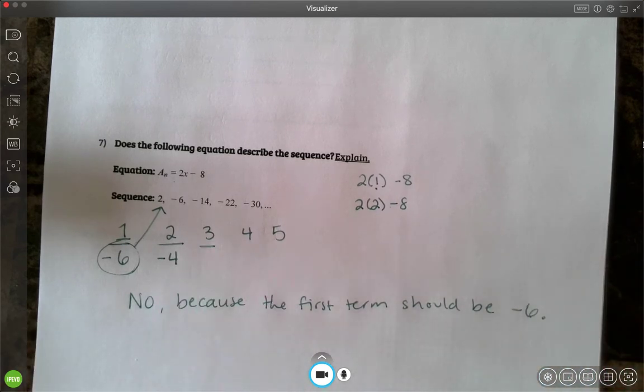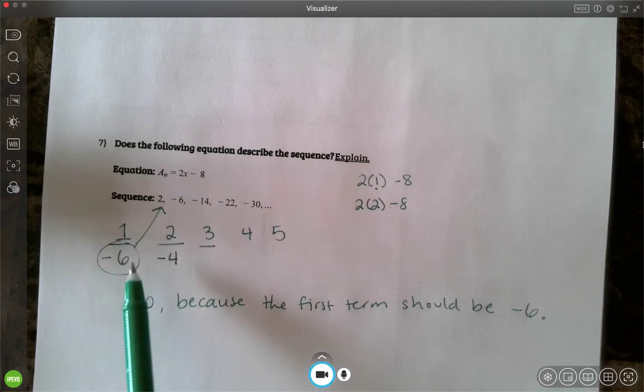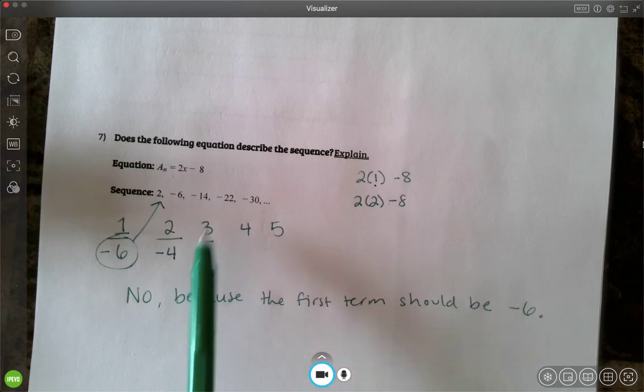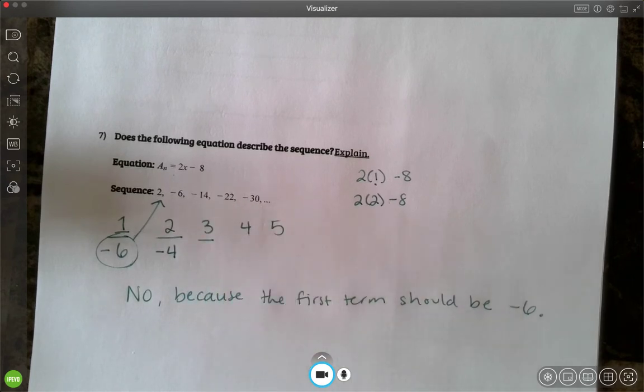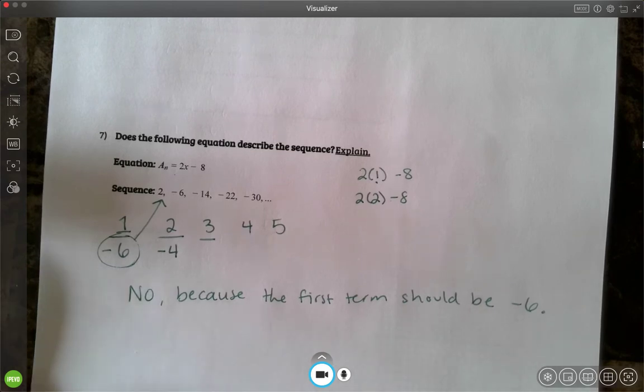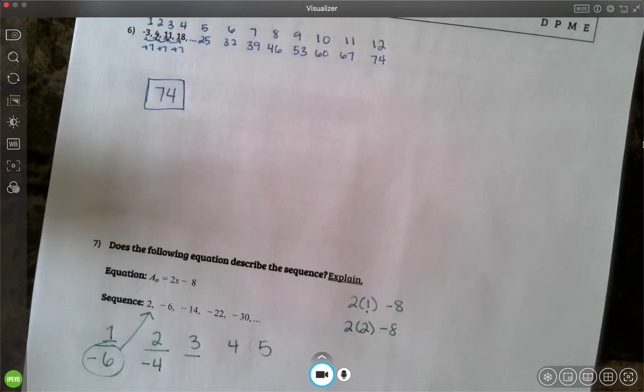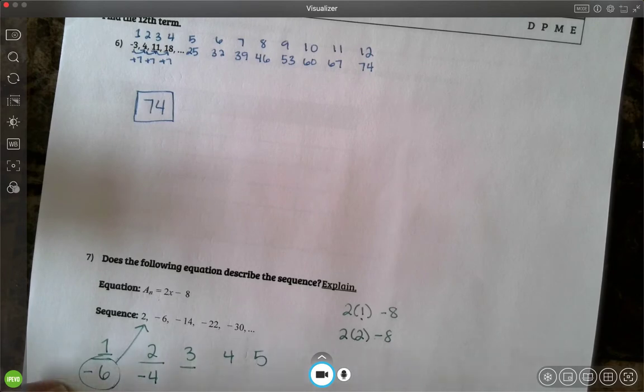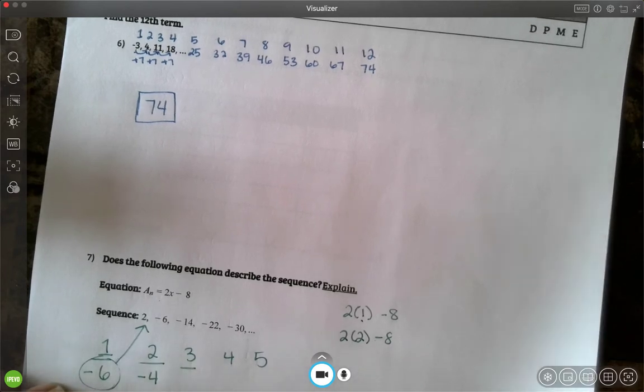Okay? If you were doing this problem, and let's say these numbers matched, you'd have to keep going to see if they all matched. If they all match, then yes, the equation describes the sequence. If they don't match, then you do what we just did. Okay? So that is 8-2. This is what your 8-2 section of the test will look like with different numbers.